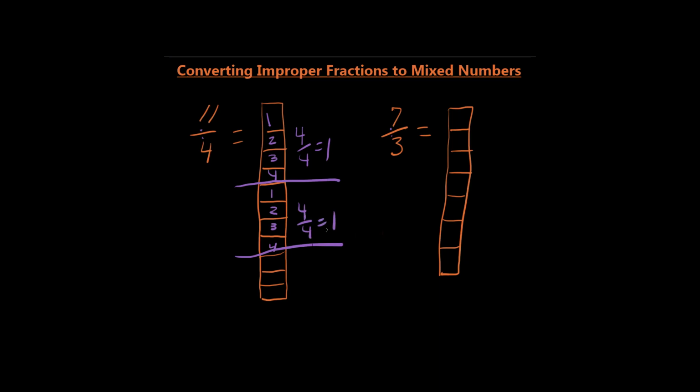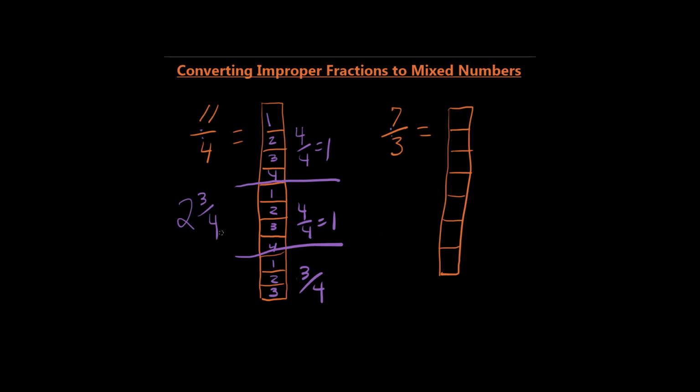So we now have 2 wholes. And then I'm going to count 1, 2, 3 until I run out. And that would be 3 out of 4. So to convert 11 fourths, we just count up how many wholes we have. In this case, we have 2 wholes and 3 fourths. So that is the answer: 11 fourths is equal to 2 and 3 fourths, if we were just talking about the diagram.